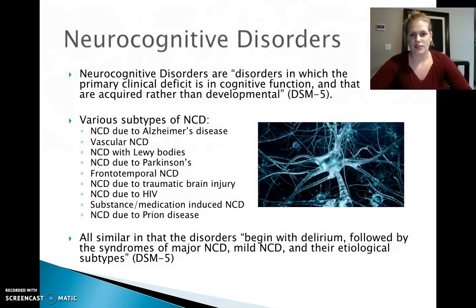So neurocognitive disorders, what are they? The DSM-5 says that they are disorders in which the primary clinical deficit is in cognitive function and that are acquired rather than developmental. There are various subtypes. I've listed several of them here. And all of these subtypes are similar in that they begin with delirium, followed by the syndromes of major neurocognitive disorder, mild neurocognitive disorder, and their etiological subtypes.